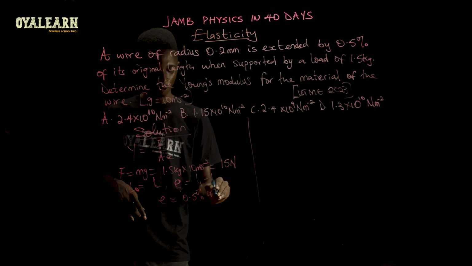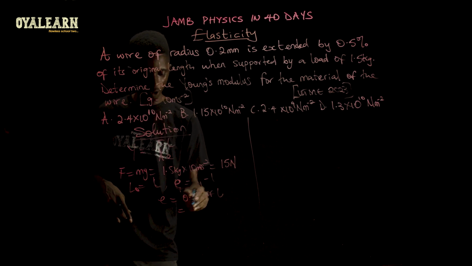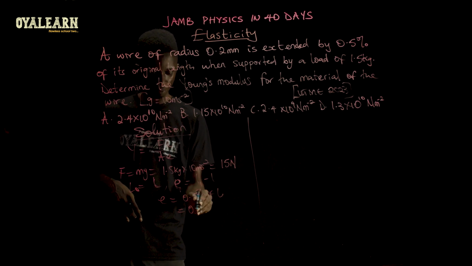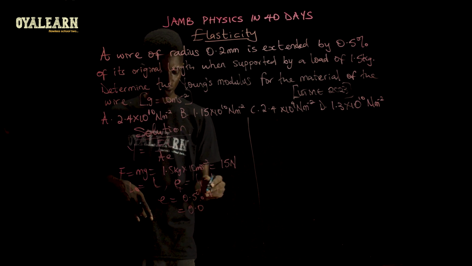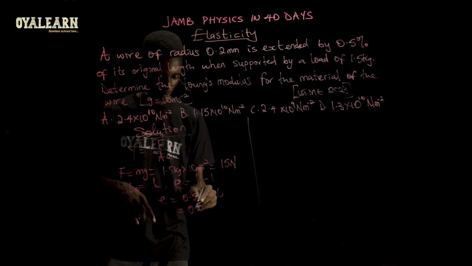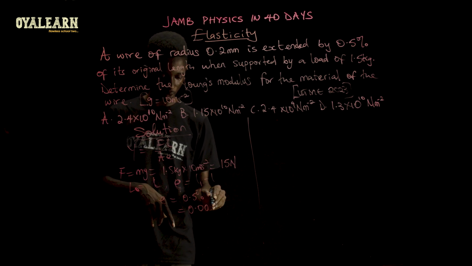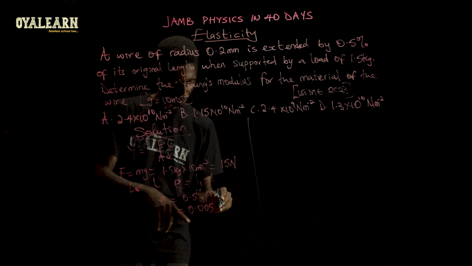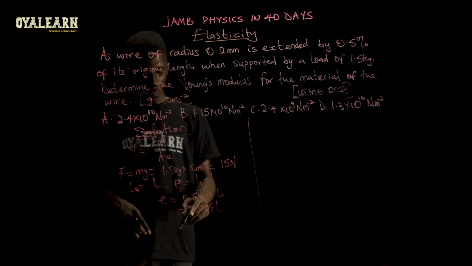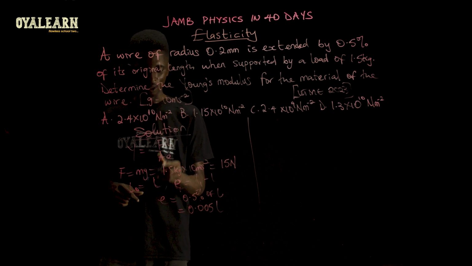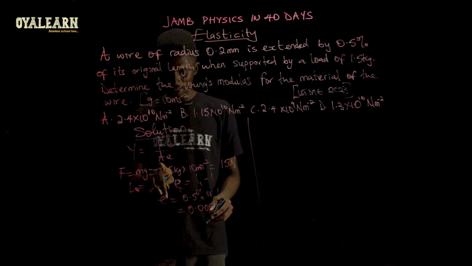So we can say E is actually 0.5% of L. And 0.5% will give you 0.5, now divide this by 100. That will be 0.005 multiplied by L. So 0.005 L. Now we have extension. The only thing left is area.